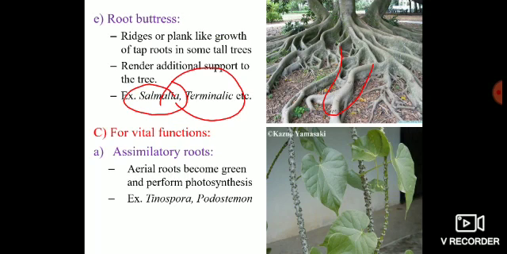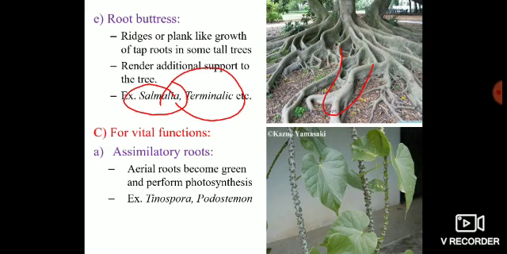Okay, I will repeat. The ridge-like or plank-like growths of taproots in some tall trees, which you can see on the surface of the soil. These root buttresses render additional mechanical support to the tree, and examples are Salmalia and Terminalia. Remember, they give additional mechanical support to the plants. They prevent the uprooting of plants.